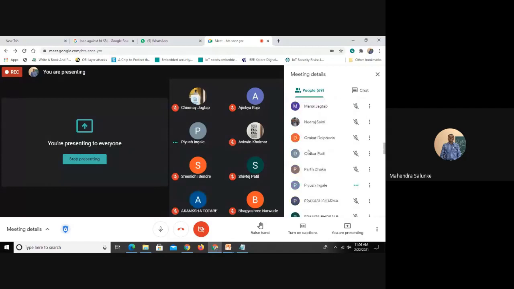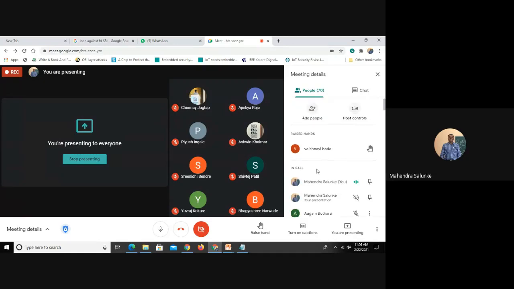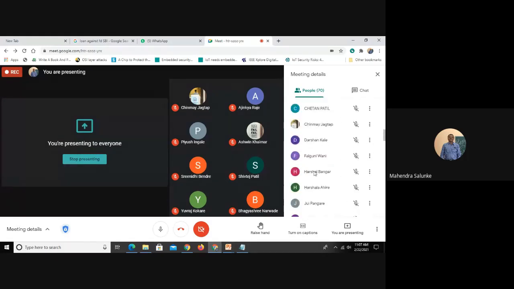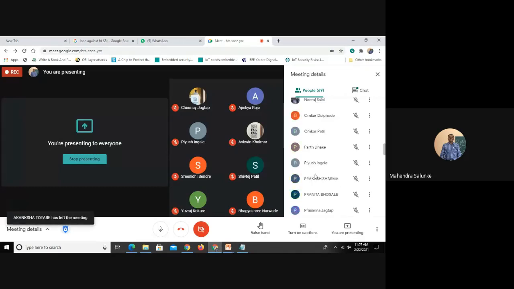And what are others doing? Last time one of your friends was attending a cricket match. He was on the cricket ground and attending the lecture. Vaishnavi, is there any question or do you want to answer? Vaishnavi Bade? Are you there? I think she left. She raised the hand.